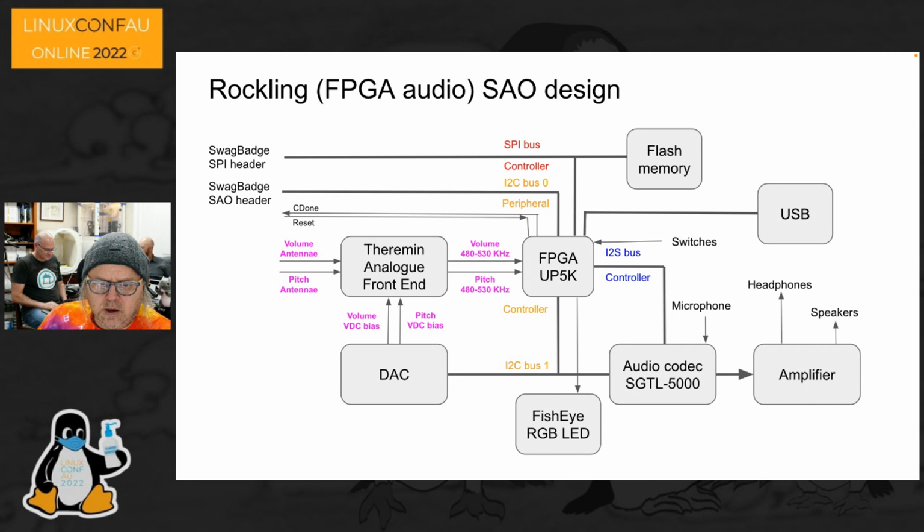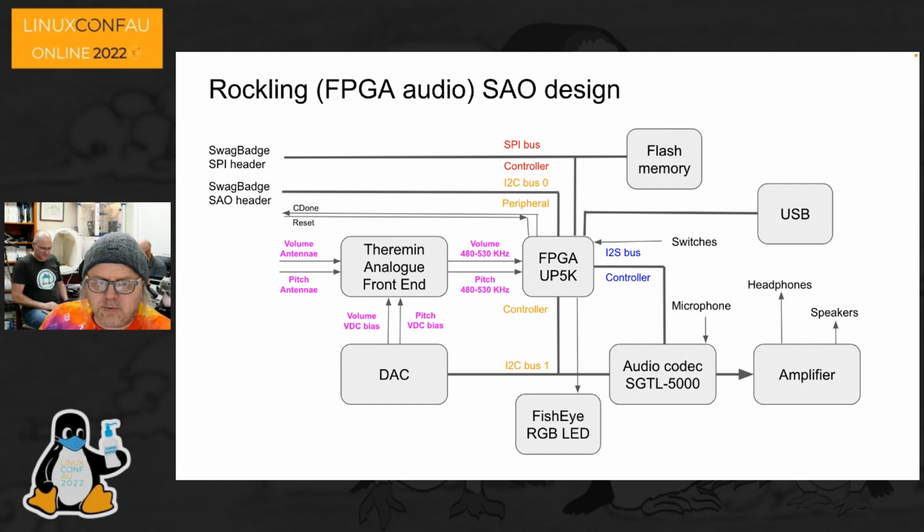So the Rockling has both an I2C bus for interaction with the swag badge, and an internal I2C bus for talking to the DAC, which provides 2 output voltages, one to act as a bias for the volume, and another to act as a bias for the pitch. And the other thing that's on the bus is the audio codec. So the FPGA uses I2C to control the DAC and codec, and downstream from the audio codec is the amplifier.